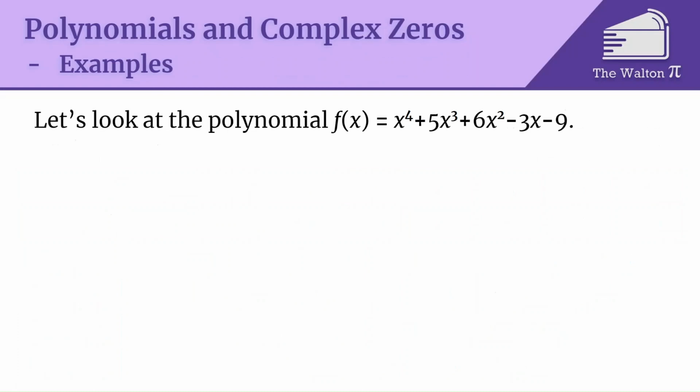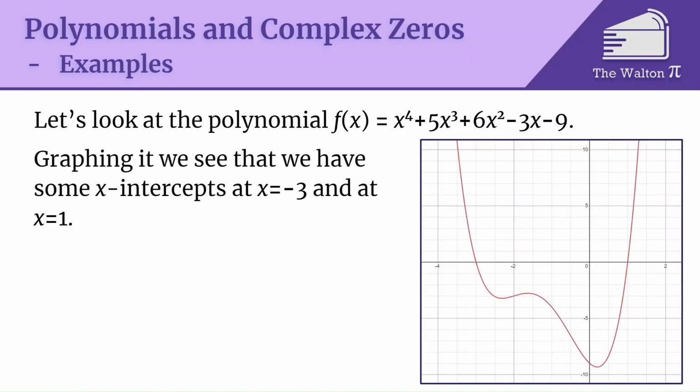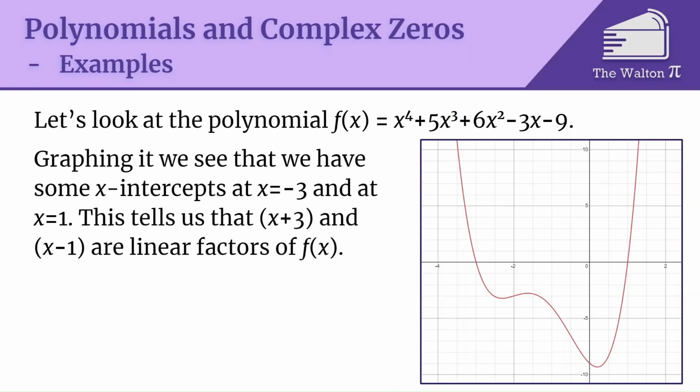So let's go over a couple examples. Let's look at the polynomial f of x equals x to the 4 plus 5x cubed plus 6x squared minus 3x minus 9. That looks like this. If we graph it, we see that we have some x-intercepts at x equals negative 3 and at x equals 1. This tells us that x plus 3 and x minus 1 are linear factors of f of x.